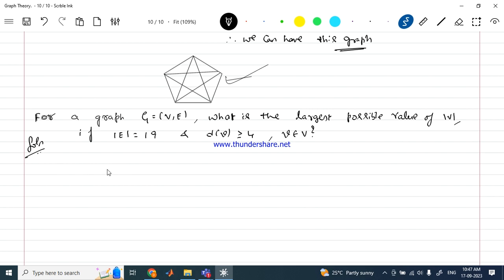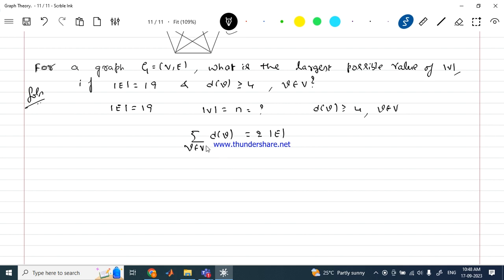Let me check this out. The number of edges is given as 19, the number of vertices is n, and the degree of each vertex is at least 4 for all v belonging to the vertex set. As usual, just take the help of the handshaking property. The sum of the degrees of all the vertices is always equal to 2 times the number of edges.